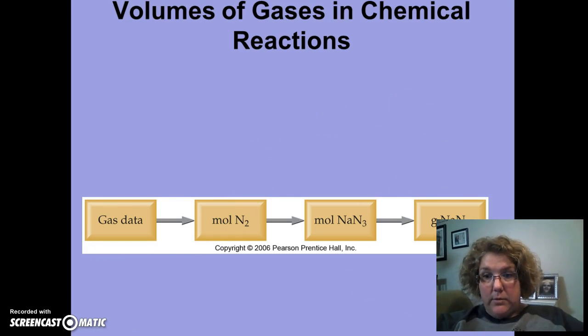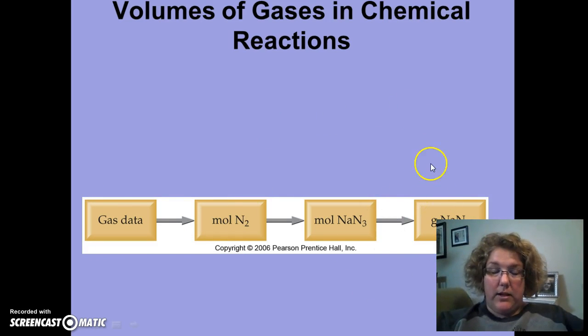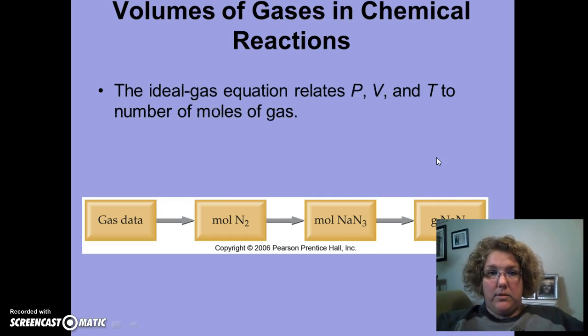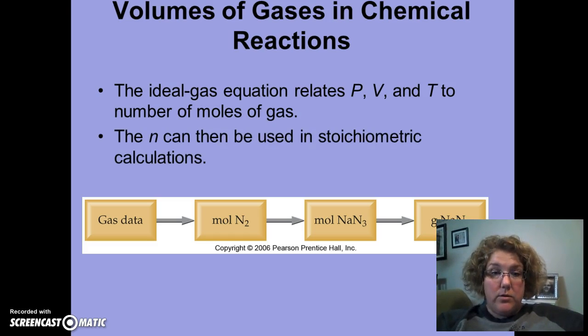Or possibly we'll use a gas equation at the end to find out about the gas. But it's just one new little thing we're going to add in, where you are given pressure, volume, and temperature or so, and have to use that to get moles. And then you just do stoich like usual.